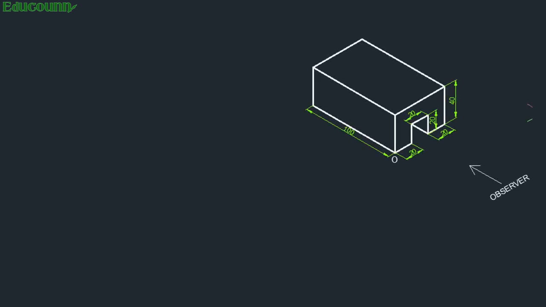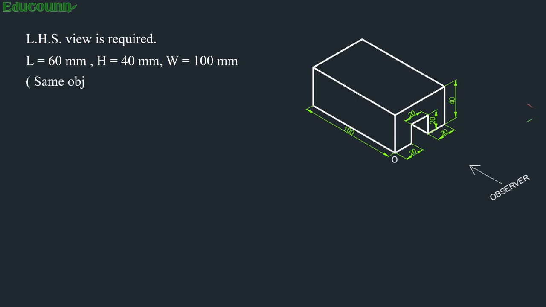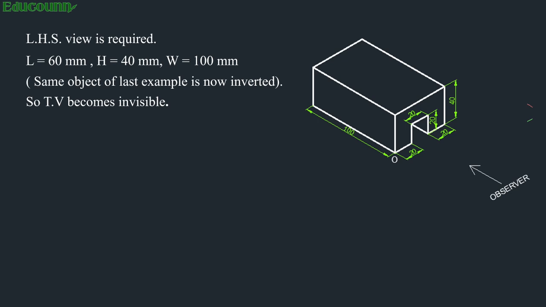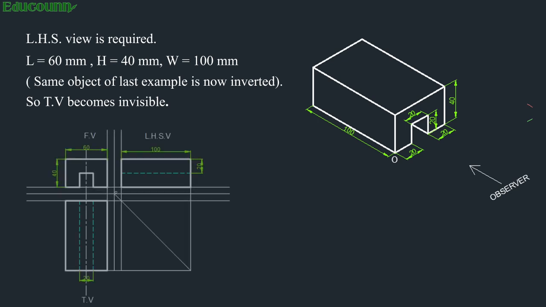You can see the C-shaped slot again, but it is inverted now, kept upside down. Here, according to the position of the observer, the left hand side view is required. The overall dimensions are: length is 60, again 20 plus 20 plus 20, height is 40, and width of the object is 100 mm. It is the same object as the last example, but now inverted, kept upside down. The top view becomes invisible. The portion visible in the top view earlier will be invisible now, shown with dotted lines. You can see the solution.